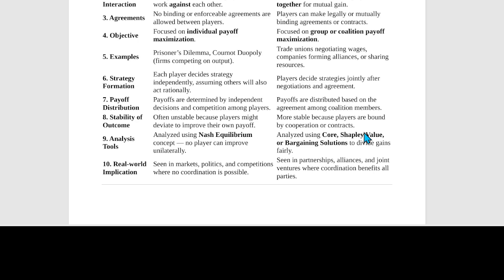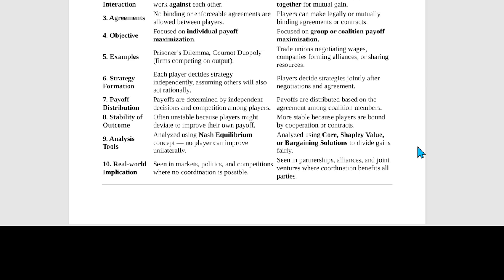Analysis tools क्या होते हैं in non-cooperative games? Nash equilibrium. Okay, Nash equilibrium use होता है analysis के लिए where no one can change their move alone to do better. Okay, if you know Nash equilibrium, you get what that means. And then analysis tools in cooperative games will be concepts like core, Shapley values, or bargaining solutions to divide games fairly. ठीक है, ये fair division के लिए कुछ methods हैं, you guys can just remember them, or even just Shapley values or bargaining solutions, and that's it.